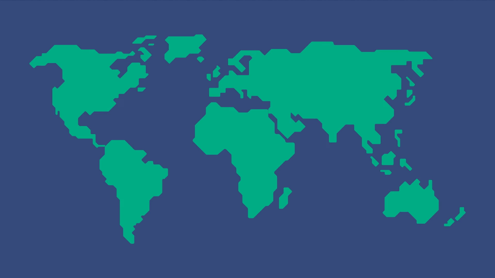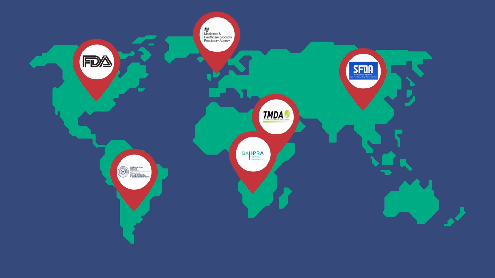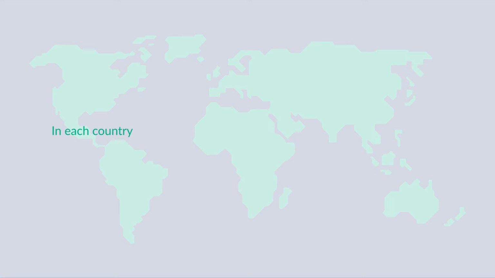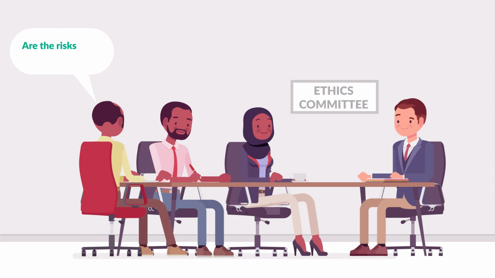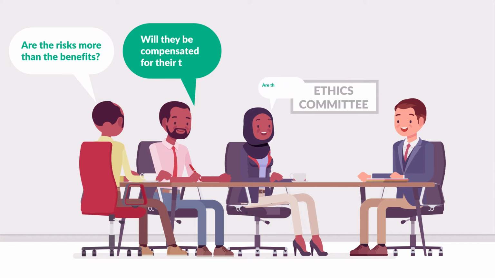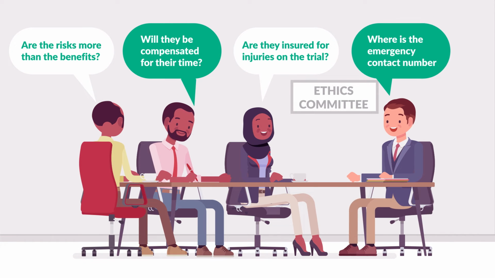As Epic Medicine wants to register the drug in the United States, they must submit all product and trial information to the American Regulatory Authority, the FDA, and to all regulatory authorities in each country where they want to conduct the trial. In each country, the Independent Ethics Committee, IEC, also known as an Institutional Review Board, or IRB, reviews all trial information to ensure the protection, safety, and well-being of the people participating in the trial.